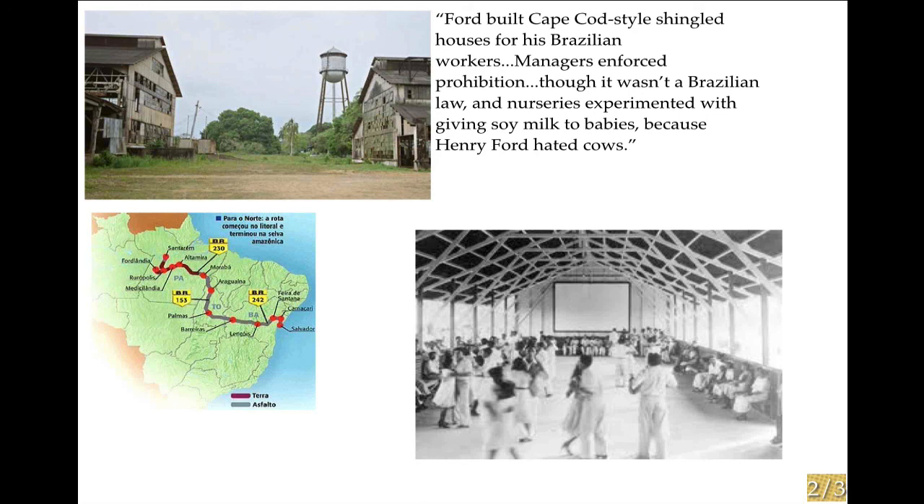He had white picket fences running through the villages. And in the form of social experimentation that only he would have come up with at the time, he experimented with giving babies soy milk in nurseries, because he hated cows. No, I don't know why, he just did.